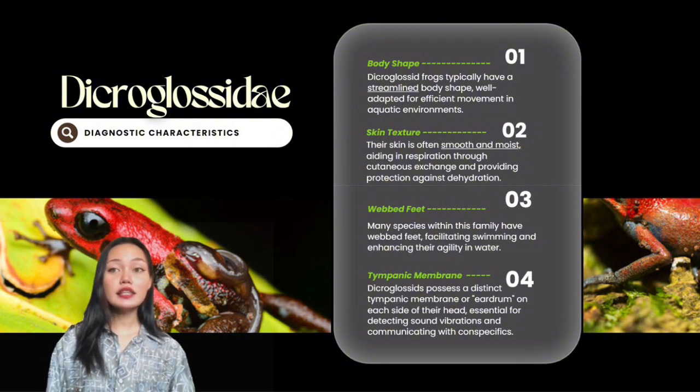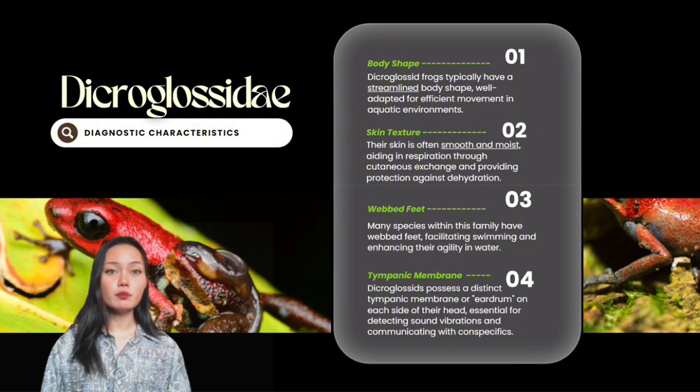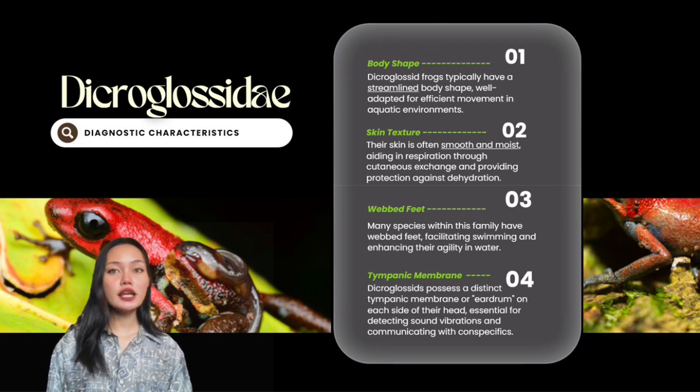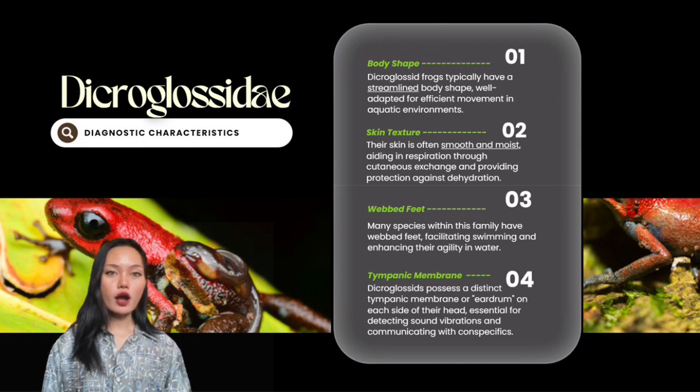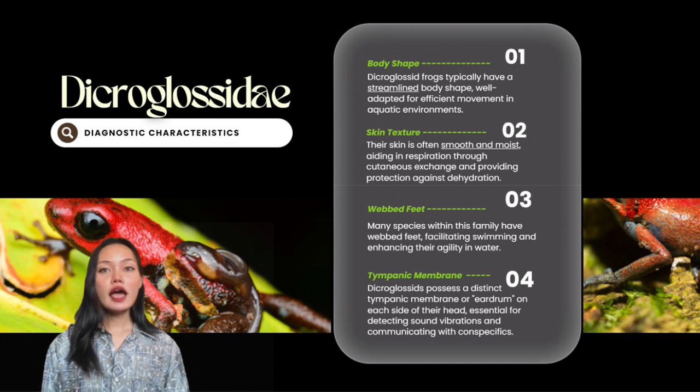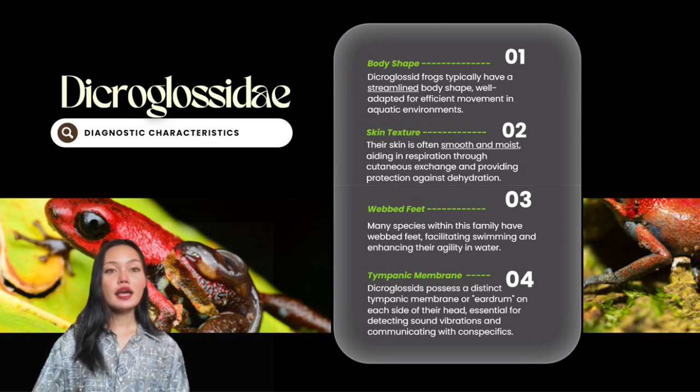Next is the skin texture. As we can see, it's smooth and moist, aiding in respiration through cutaneous exchange and providing protection against dehydration. Next are the webbed feet. As we can see, some frogs have webbed feet, and this family, the Dicroglossidae, have them also. This facilitates their swimming and enhances their agility in water.